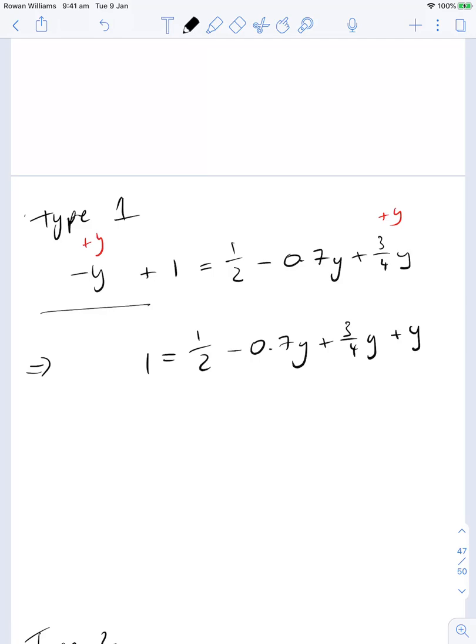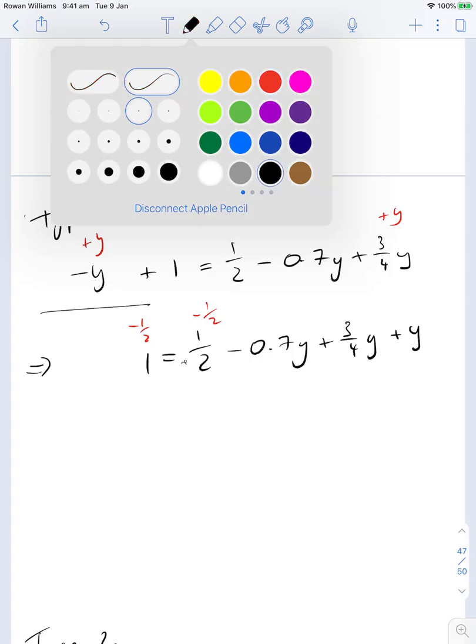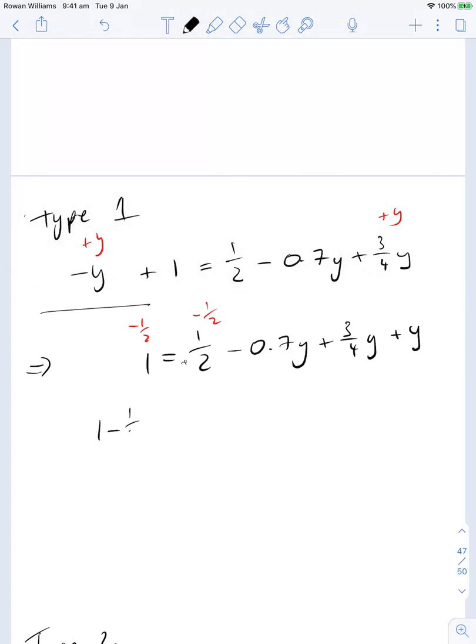My next step will be that I want to get my numbers all on the same side. So I've got a plus a half here, really. There's like a little invisible half. So I'm going to take half from both sides. So if I take half from this side, that'll be a half, take a half equals 0. And that means I have to do the same with this side. So now I've got 1 take a half equals, that becomes a 0, minus 0.7y, and 3/4 y plus y.